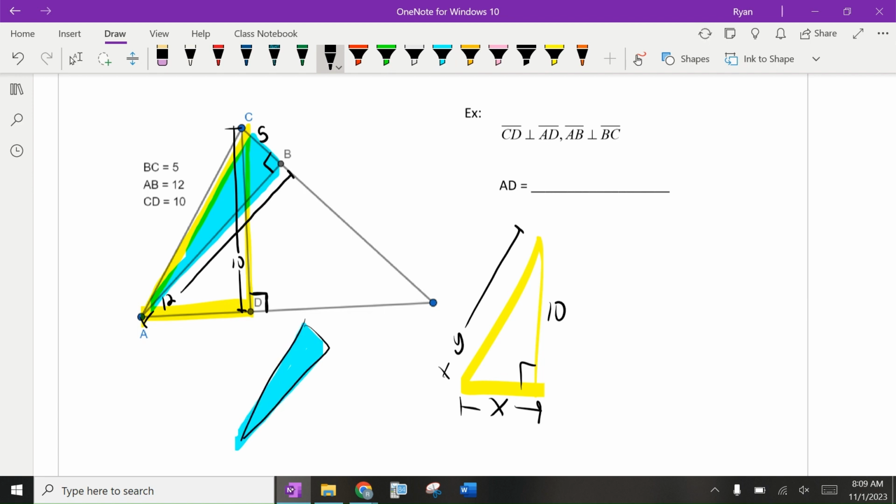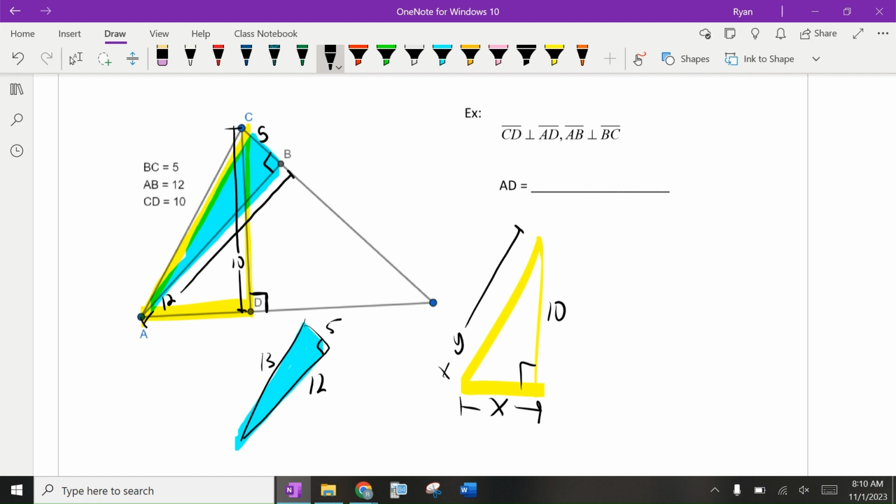Well, it is a right triangle. This length is 5, this length is 12. We could figure out the hypotenuse with Pythagorean theorem again. 5 squared plus 12 squared equals hypotenuse squared. This is actually called a Pythagorean triple, where all of the sides are integers. 25 plus 144 is equal to this squared. 25 plus 144 is 169. Square root of 169 means that this length is 13.